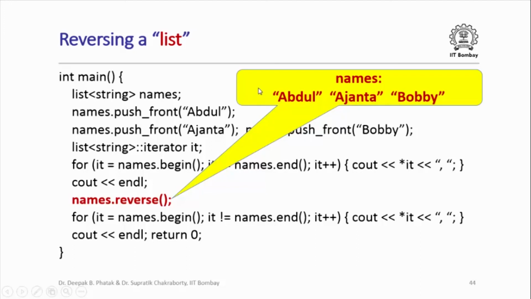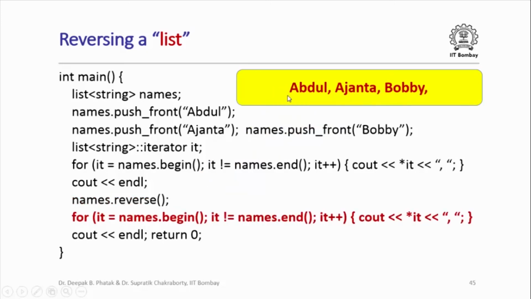Whatever was at the back will now come at the front, and whatever was at the front will now go to the back, and every element in between will get reversed in order. So in our case, starting from the list Bobby, Ajanta, Abdul, we will now get the list Abdul, Ajanta, Bobby. And now if I try to print this list using the forward iterator, note I'm using the forward iterator again here as I had used here, but the list has been reversed in between. So using the forward iterator, if I now try to print this list, I will get the output Abdul, Ajanta, Bobby.